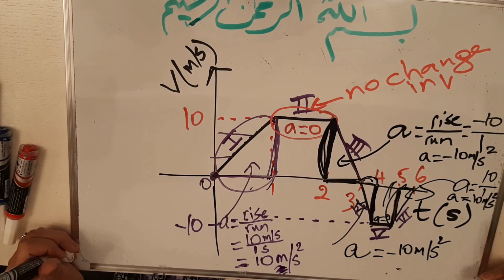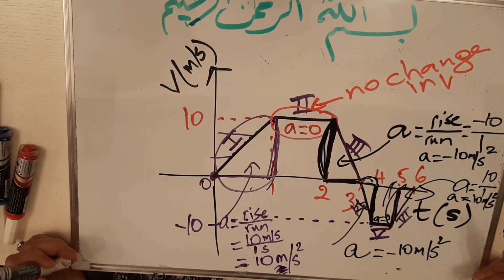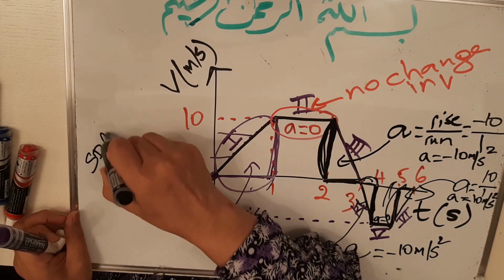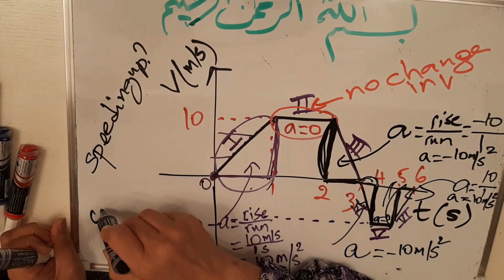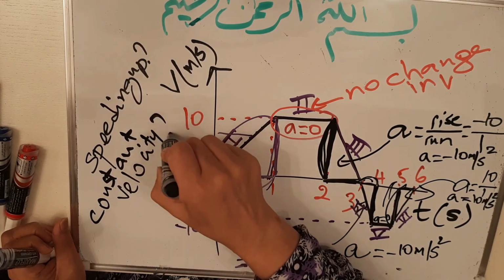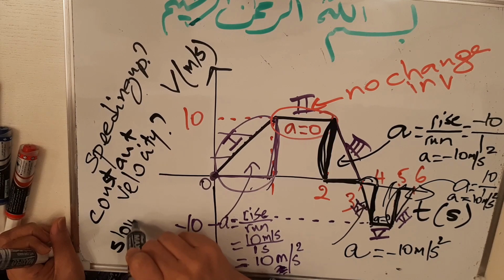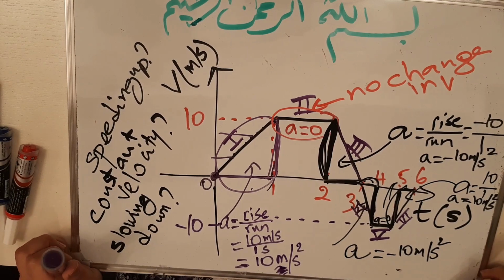Now, can you please pause the video and think about where the object is speeding up, where the object is moving at constant velocity, and finally, where is the object slowing down? So I want to know, where is my object speeding up, where is the object moving at constant velocity, meaning no acceleration, and where is the object slowing down? Okay, so you pause the video.